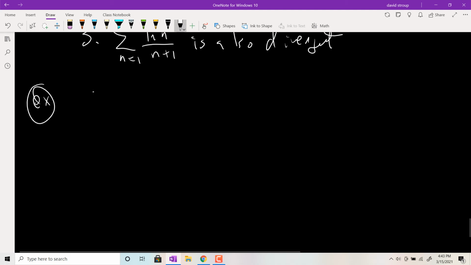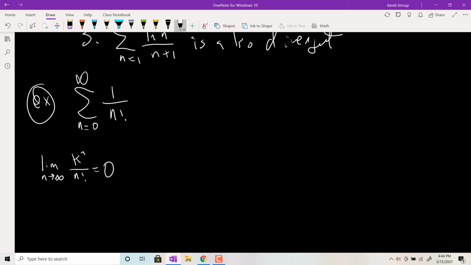So example, this thing, 1 over n factorial from n equals 0, and you could actually start at 0 if you want, to infinity. Little known factoid about n factorials, they grow faster than any exponential. The way of expressing that in shorthand notation is that the limit as n goes to infinity of k to the n all over n factorial is equal to 0. That denominator just gets so huge it's going to overpower any value of k to the nth power.